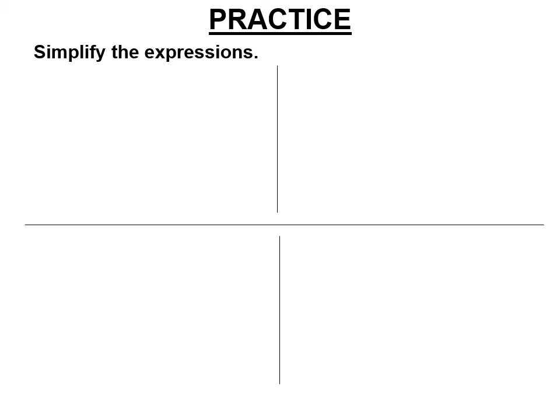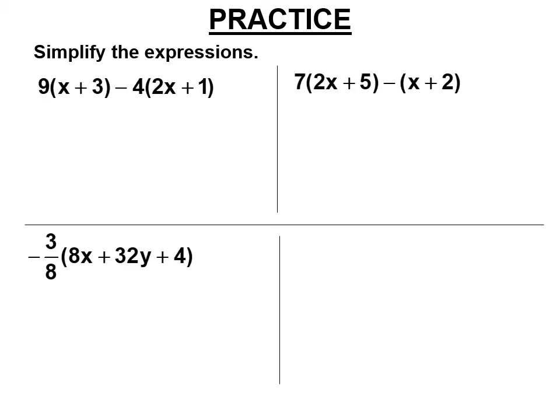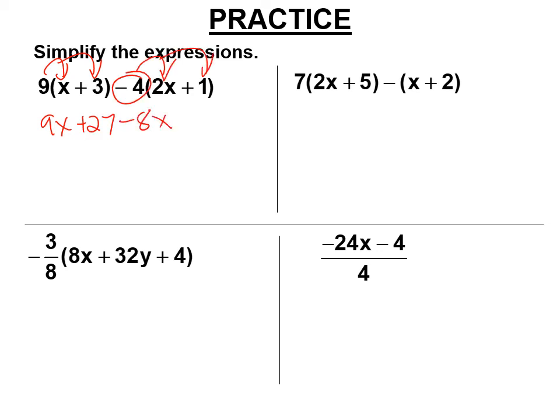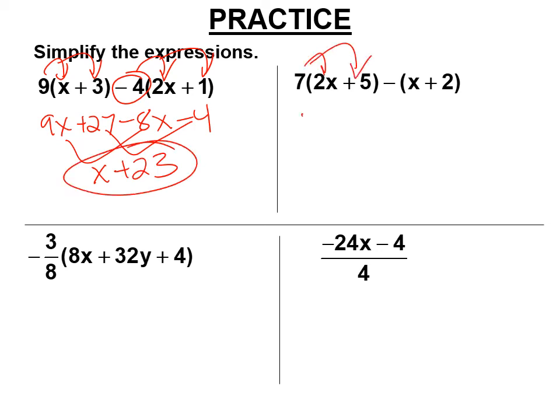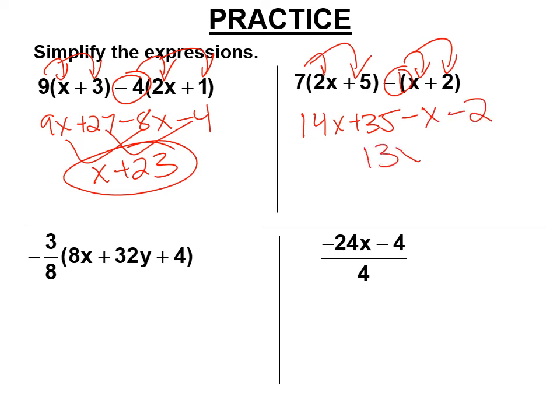All right, we're at practice. Do all 4 of these before I put up the answers. So 9x plus 27, distribute a negative 4. Minus 8x minus 4. 9x minus 8x, 1x. I'm going to write x. 27 minus 4, positive 23. Done. 14x plus 35, distributing a negative 1 there. Minus 1x minus 2. 14x minus x, 13x, 35 minus 2, positive 33.